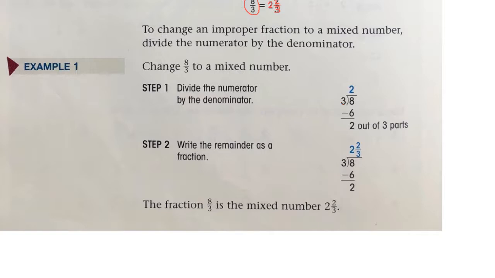So 8 divided by 3 is 2. 2 times 3 is 6. So there's 2 out of the 3 parts remaining. We can fit 2 whole 3's into 8 with 2 out of 3 parts left over. So the remainder is the fraction, because that's what's left over. 2 and 2/3. The fraction 8 over 3 is the mixed number 2 and 2/3.